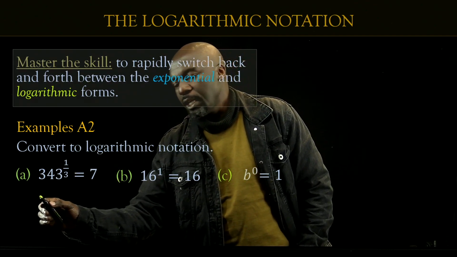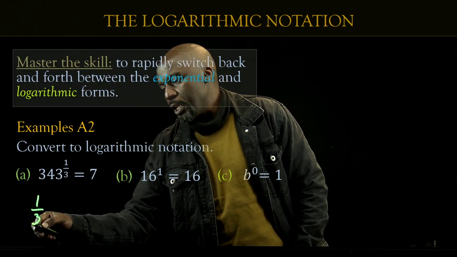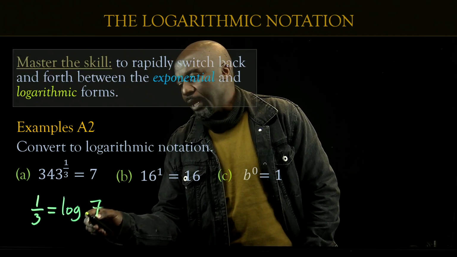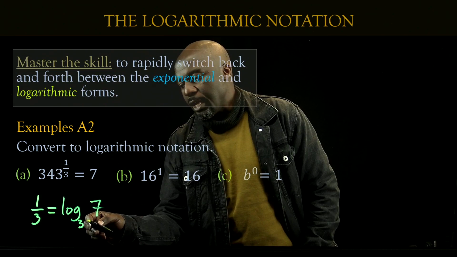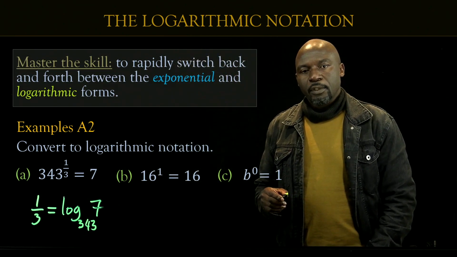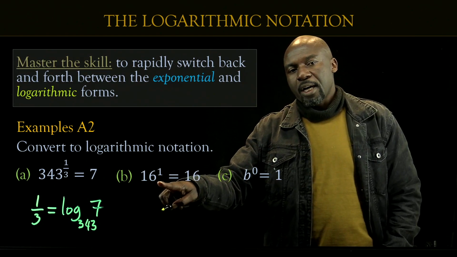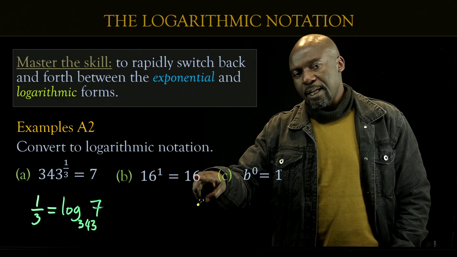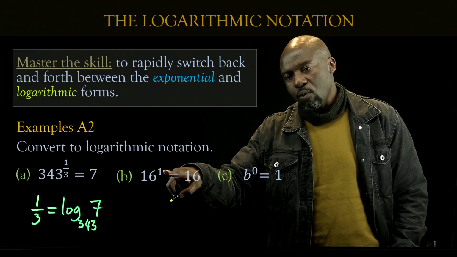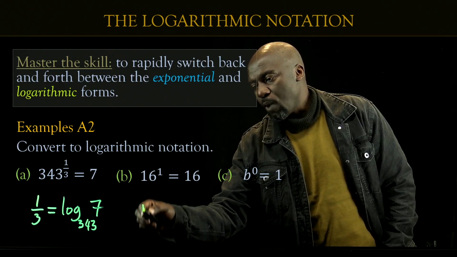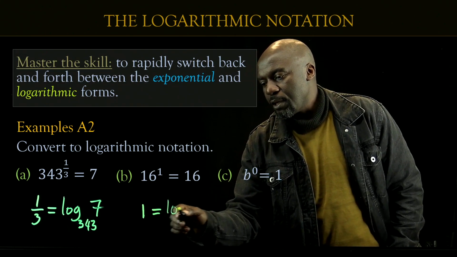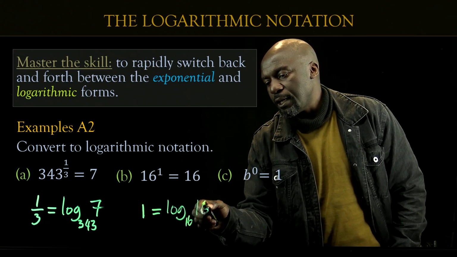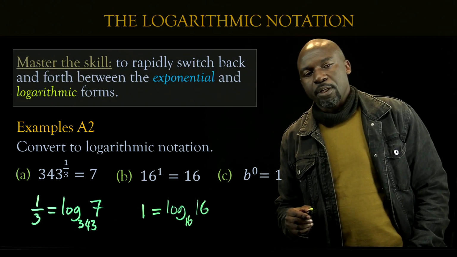So we can write here that 1/3 is the logarithm of 7 when the base is 343, like that. Similarly, when we come here, 1 is the logarithm of 16 when the base is 16, like that. All right, easy peasy.